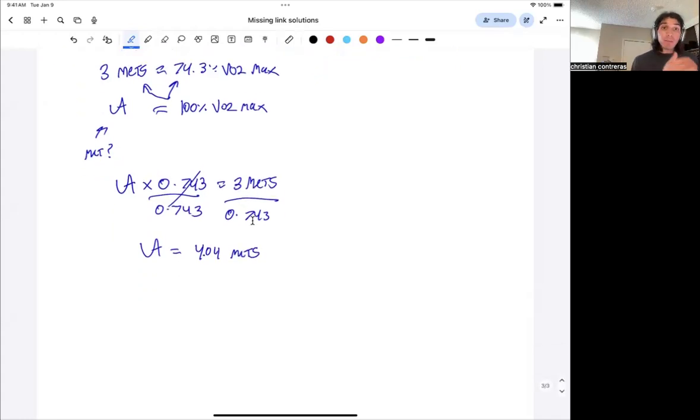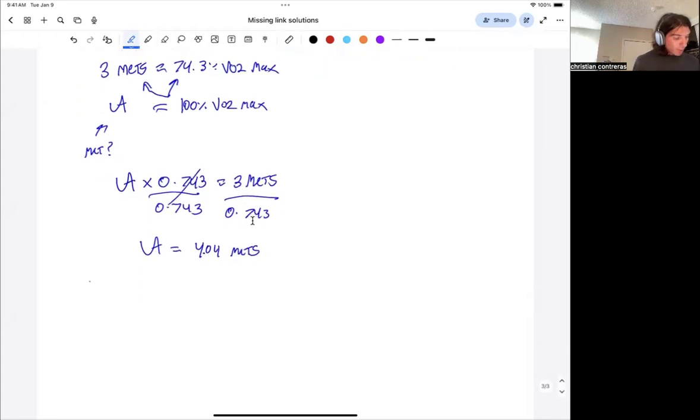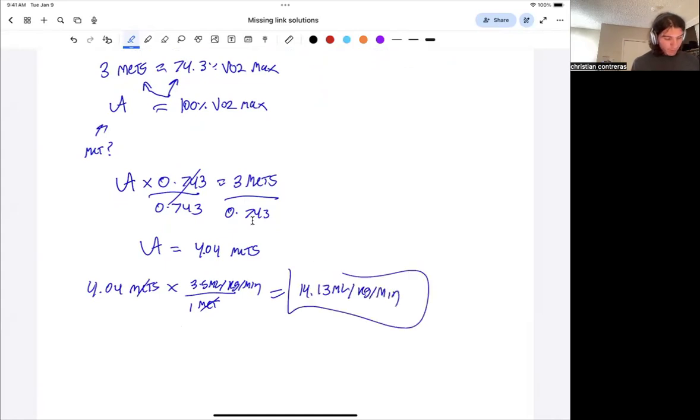And if we have the met value of this person's VO2 max, we can get their relative VO2, because if we go back to the ladder, we know that per 1 met, we have 3.5 milliliters per kg per minute. Values will cancel. We get 14.13. And that's how we found that person's relative VO2, given the information we were given.